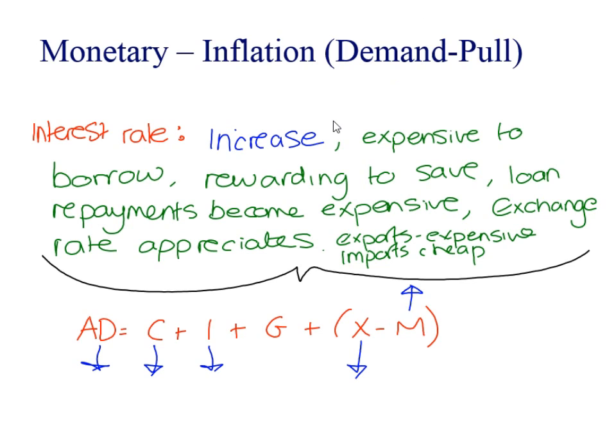So monetary policy is used primarily to control inflation. So if we have demand pull inflation, what we do with the interest rate is increase it so that it becomes expensive to borrow, rewarding to save, loan repayments become more expensive, we get exchange rate appreciation, and it should reduce aggregate demand or maybe slow it. You might not want to reduce aggregate demand because you have some negative effects such as the increase in unemployment and the decrease in the real GDP.